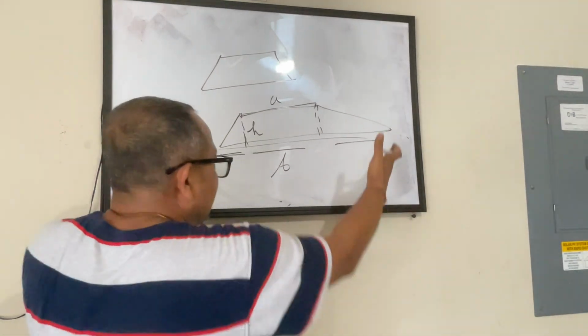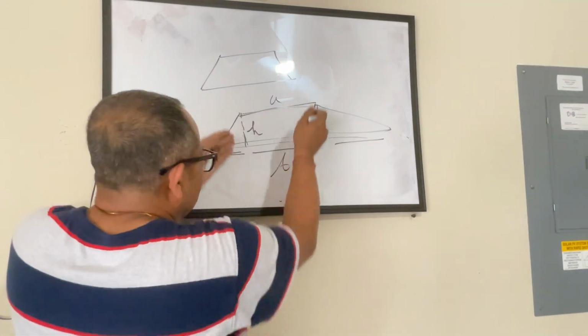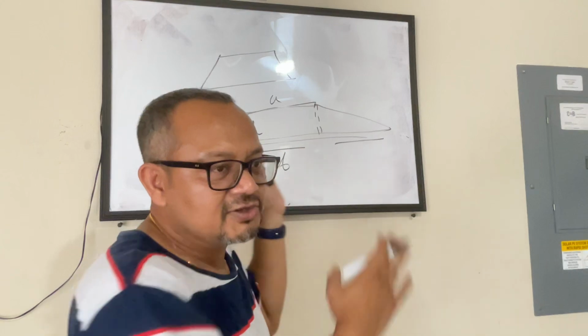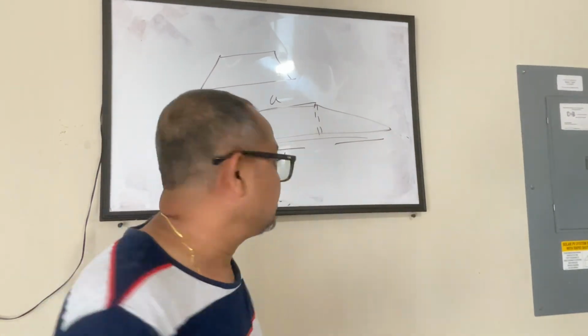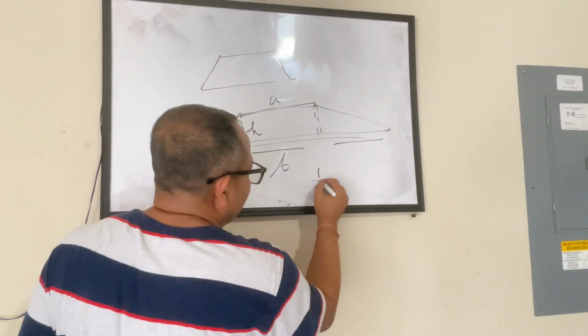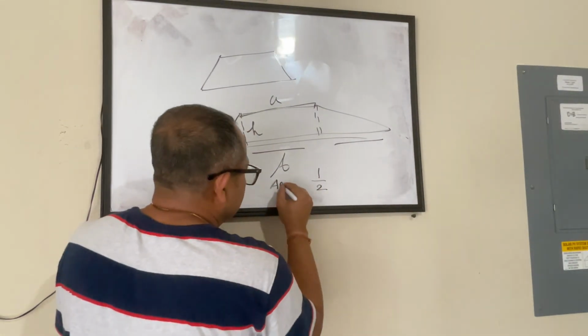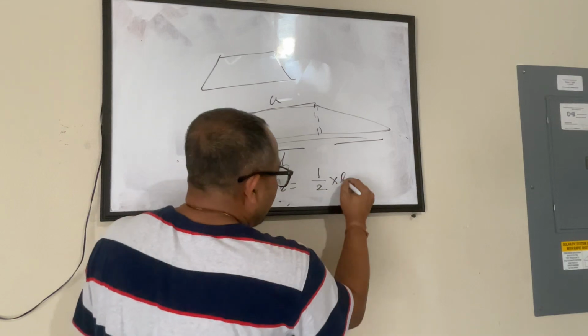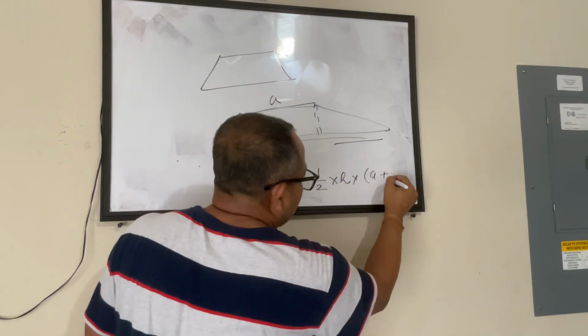Add them together, that becomes this side, that is b, and then this is parallel to this one. So once you had the areas in place and broke it down, you were able to add them together, and that is what gave you the area of a trapezium as half into height into the sum of the parallel lines.